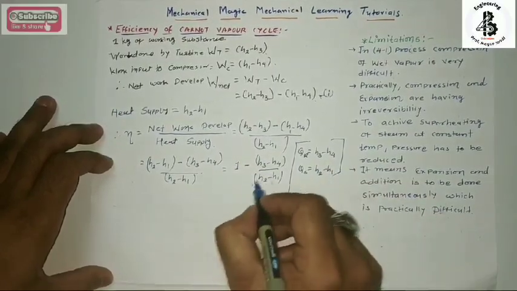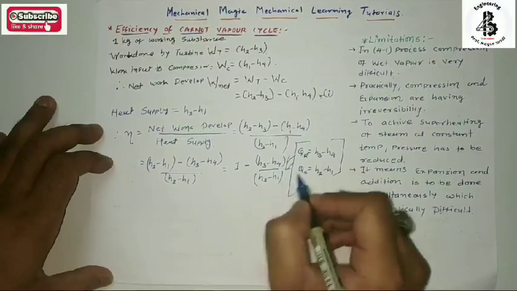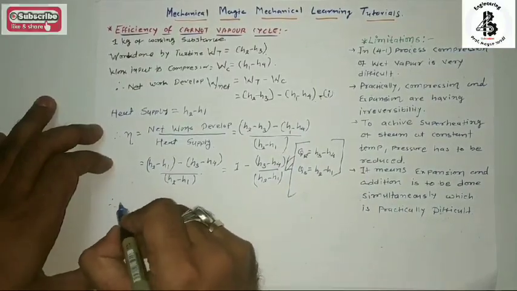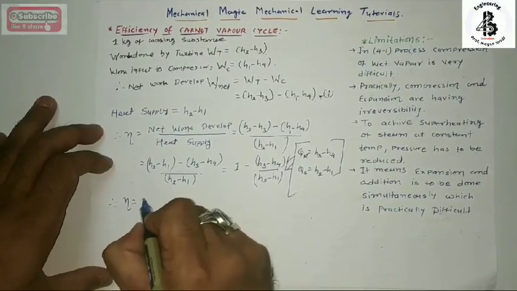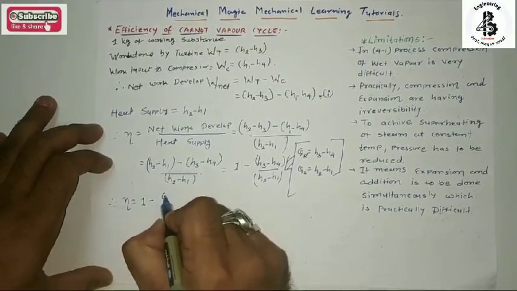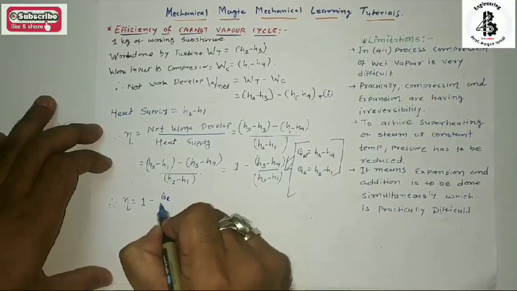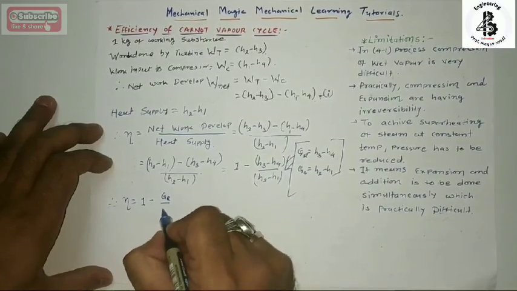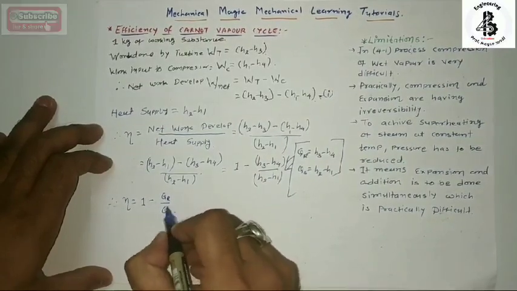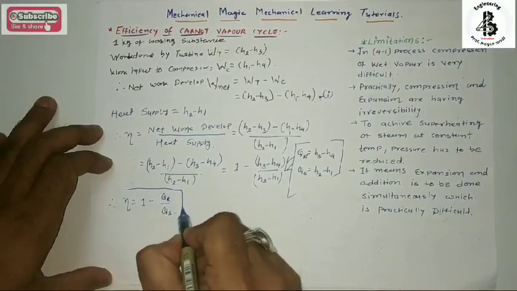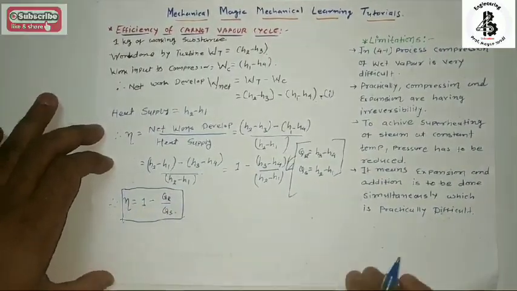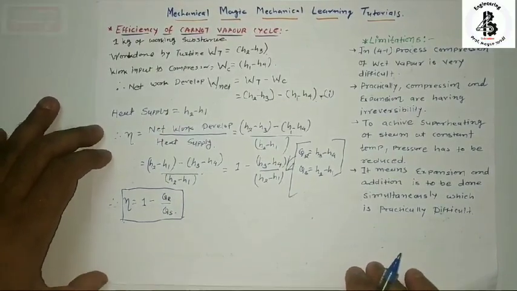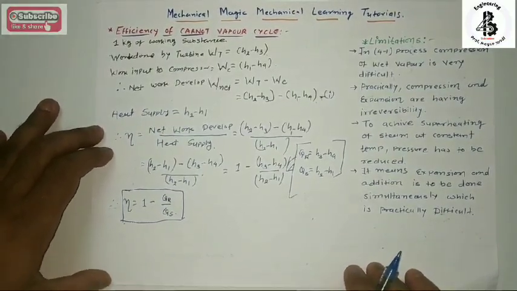So just put the values into this equation and finally the efficiency you will get is 1 minus QR divided by QS. So that will be the efficiency of a Carnot vapor cycle.